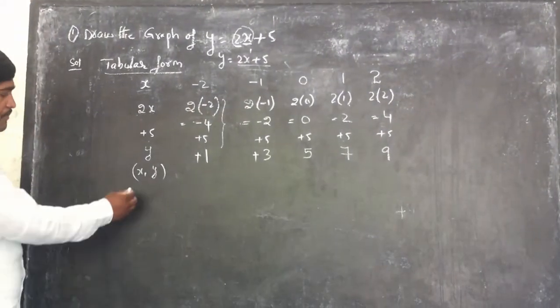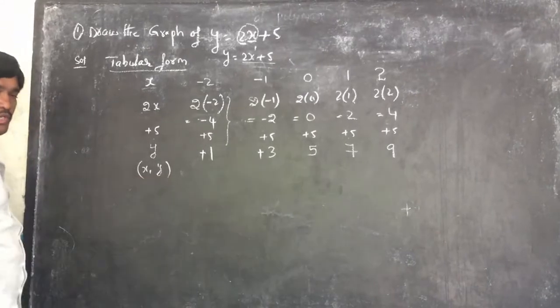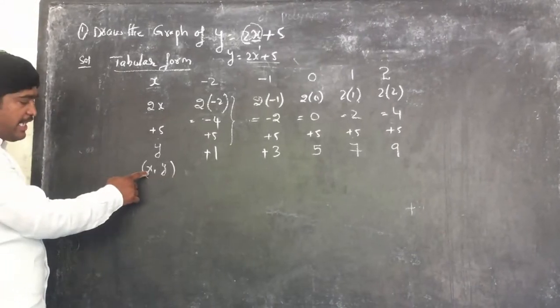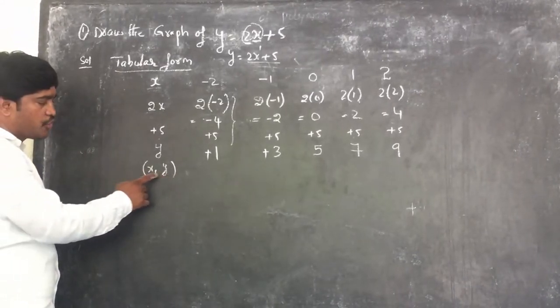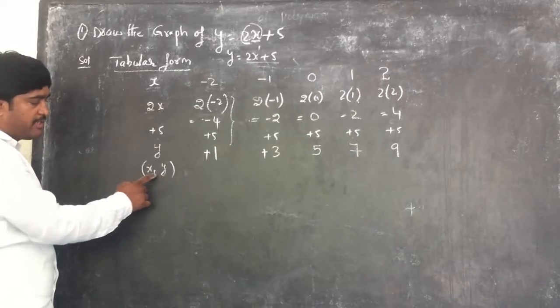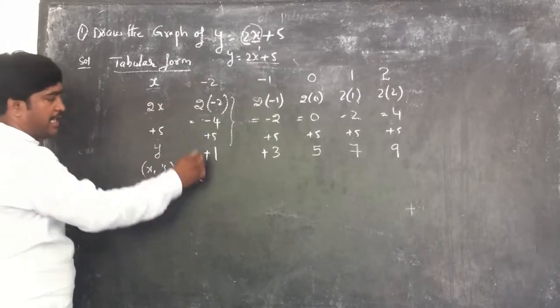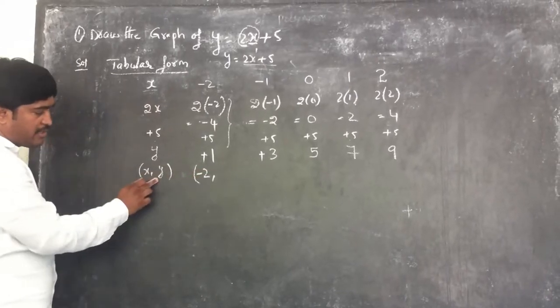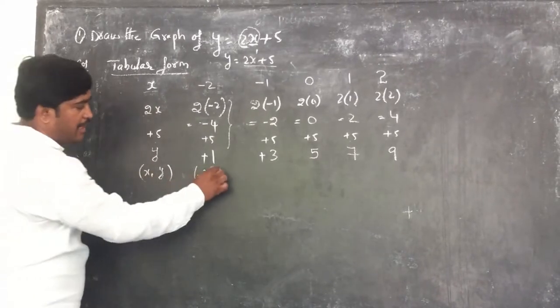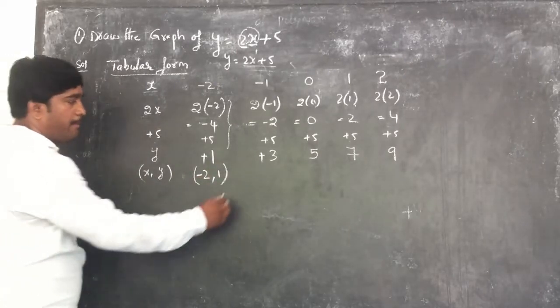Now finally, we have to write down the points. Coordinate points are the x value and y value written together as the point (x, y). Here, what is the x value we started with? -2, and the y value we obtained is 1. We should write this in the table.